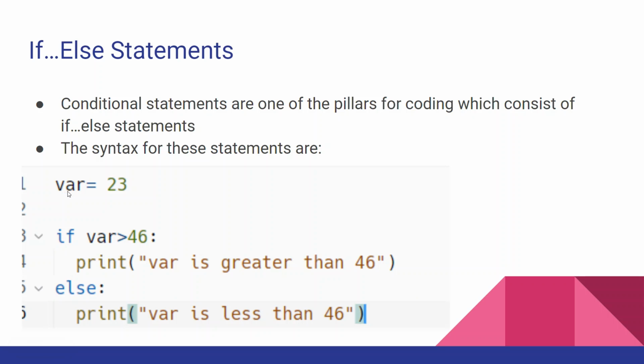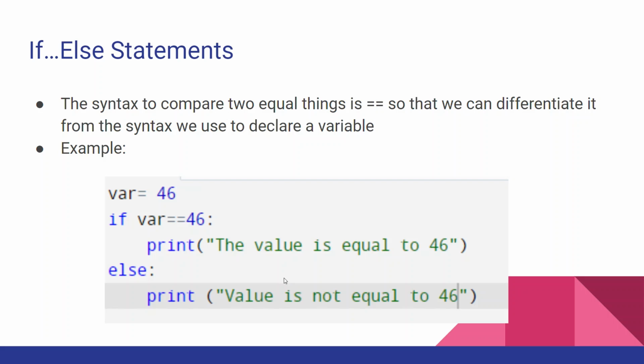So in this case, we have var equal to 23. Is 23 greater than 46? No. As a result, it would not meet this condition, and it would go to the else statement where it would print var is less than 46. And that's obviously true. So now, how about you try to do this one?